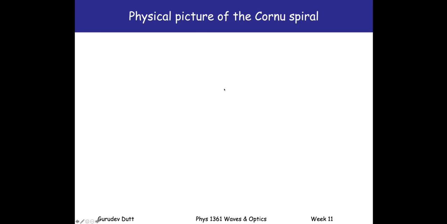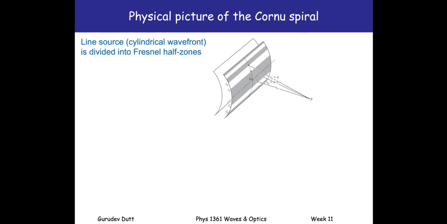So we will now discuss a physical picture which tries to explain a little bit better the behavior of the Cornu spiral. To understand the Cornu spiral, we're going to look at an example of a line source. And the line source, as we know, emanates a cylindrical wavefront. We now want to divide the wavefront from the line source, which is cylindrical, into the Fresnel half zones. And we do that the same way.